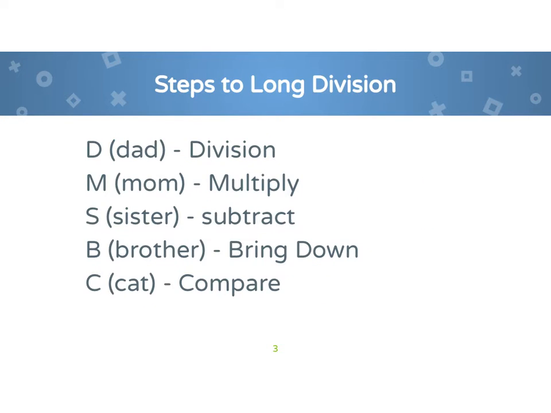So I want to remind you of the steps of long division, which we talked a lot about today. We're going to keep practicing until they're just kind of ingrained in you. D, dad, first step, division. M, mom, second step, multiply. Third step, sister, subtract. B, brother, bring down. And then you can compare. Is what we have left over larger than the number that we're dividing by? And if it is, then we have to go back to the dad, okay? So we'll go through those steps on each one of these slides today.